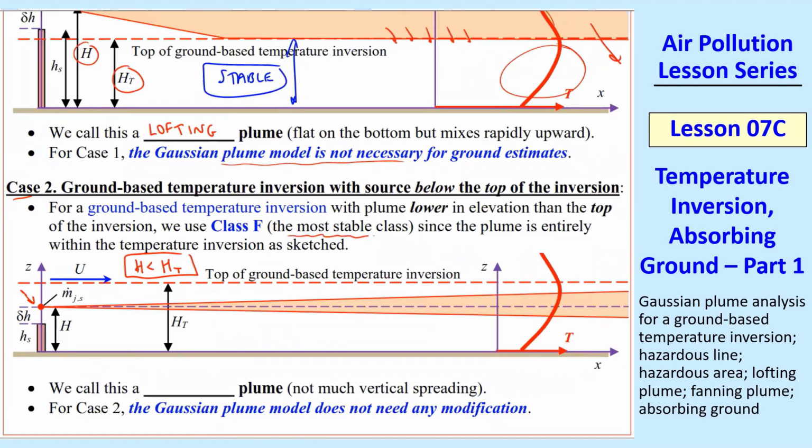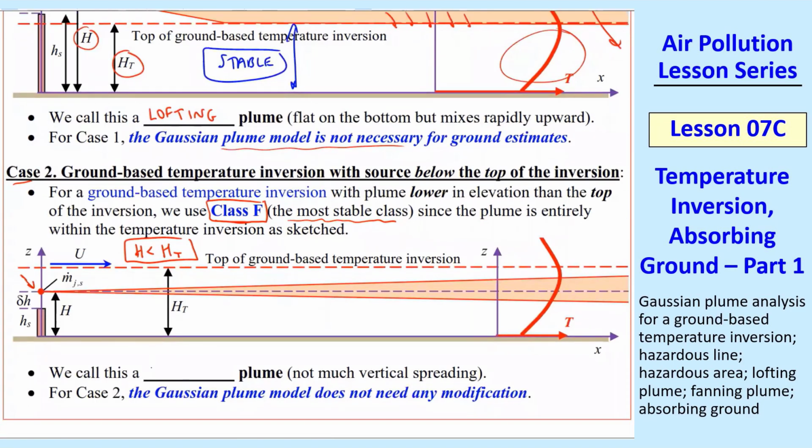Well, if you look back at the Martin model, remember that class F was the most stable, and class A was the least stable or the most unstable. So we're going to just use class F as the most stable case when there's a temperature inversion. And then remember from previously, we call this a fanning plume. So it spreads rapidly horizontally, but not very much vertically. But it does spread. This is stable inside the temperature inversion, and the plume is entirely within the temperature inversion. It's pretty stable, but it does spread somewhat. And if you go far enough downstream, this thing is going to hit the ground eventually.